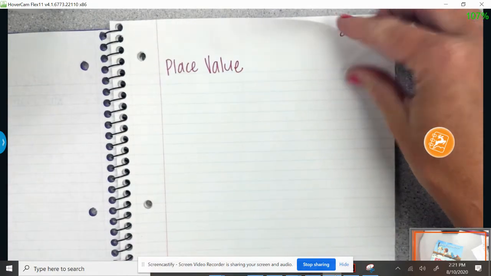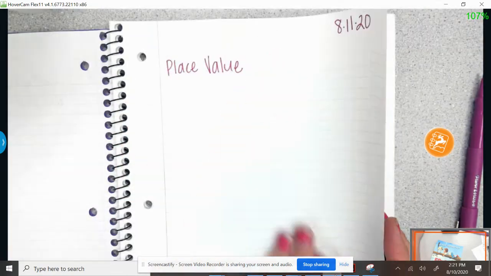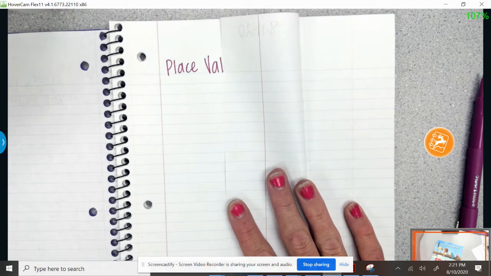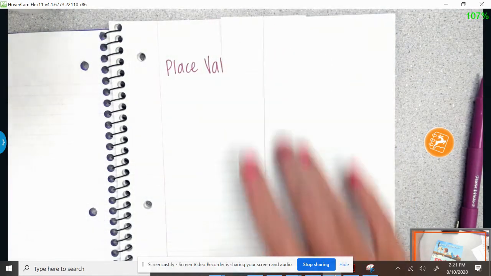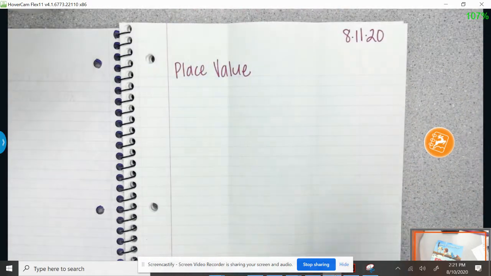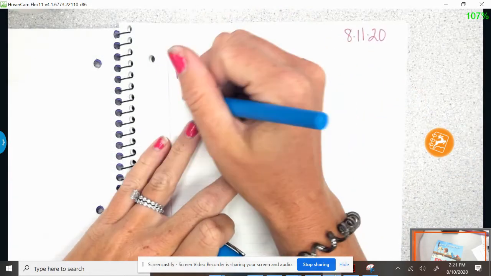So if you can either eyeball your 3 columns, or I would like for you to fold it into 3 columns for a 3-column note. So one a little bit in, and then the other one you fold over, so you have nice 3 columns. We're going to start with our vocabulary. This should be a review from 3rd grade. We're going to start with our first word, which is digit.